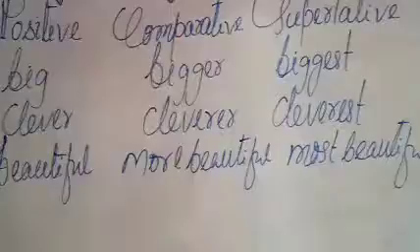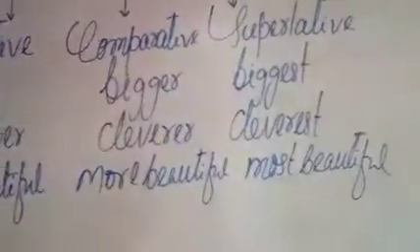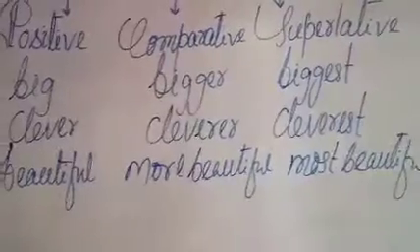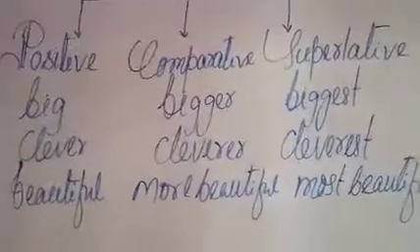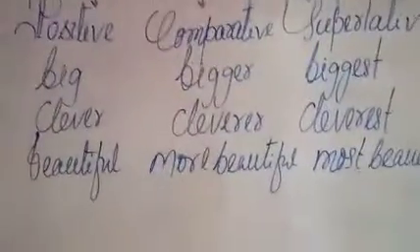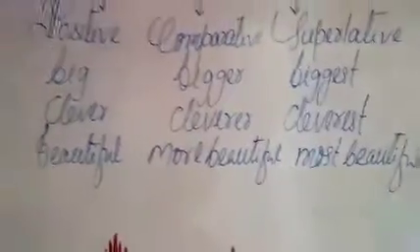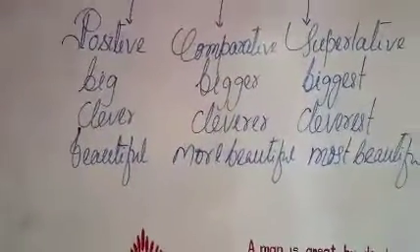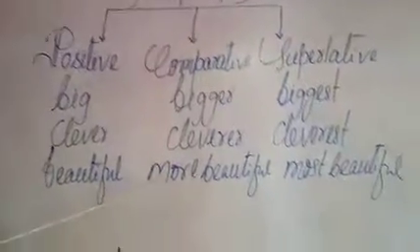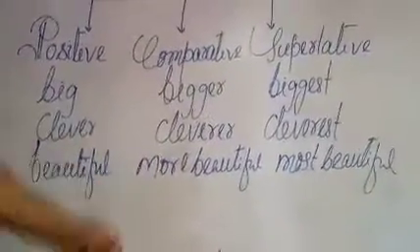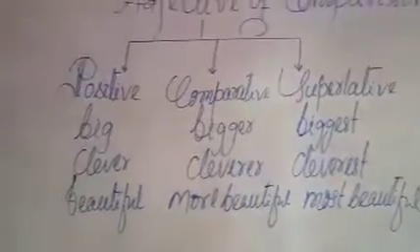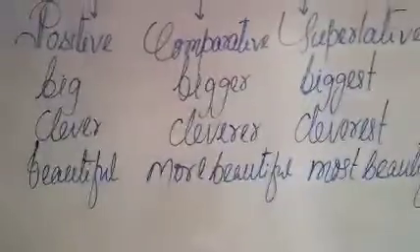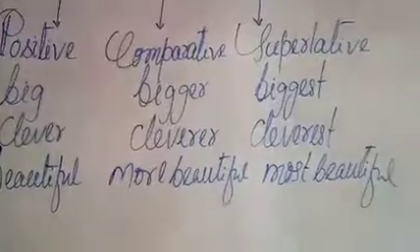My dear students, in earlier class of 6, you have learned about syllable. 1 syllable, 2 syllable, 4 syllable, etc. In this case, when the adjective consists of more than 2 syllables, we use more in comparative degree and most in superlative degree. It is the best quality to know where more and most is used.